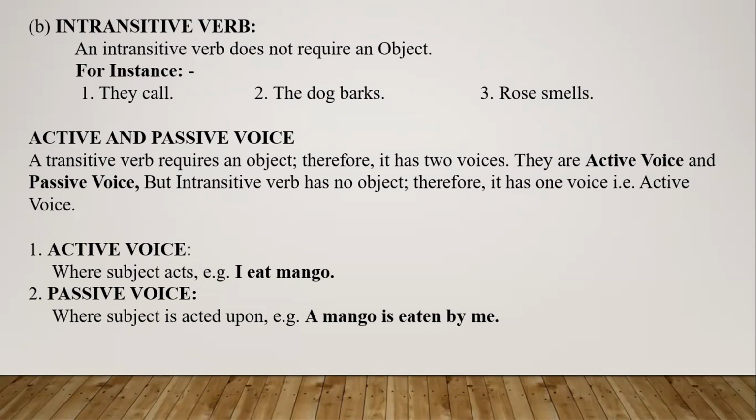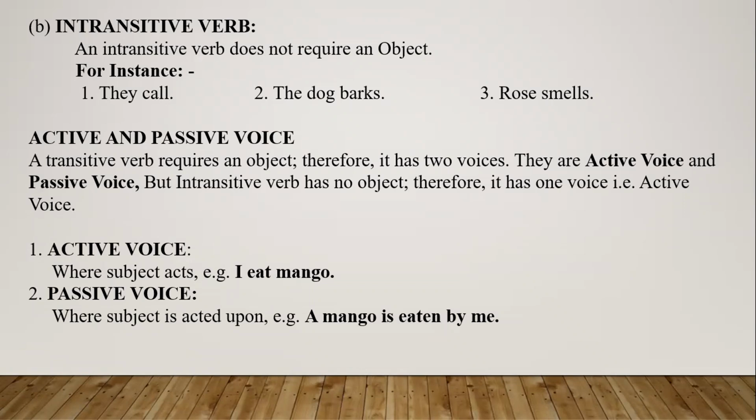So let's talk now about active and passive voice. A transitive verb requires an object, therefore it has two voices. Number one, active voice, and number two, passive voice. What is active voice? Where the subject acts. For example, I eat mango. You can see the subject is performing an action. I is the subject, eat is the verb, and mango is the object. So in active voice, we emphasize the subject.